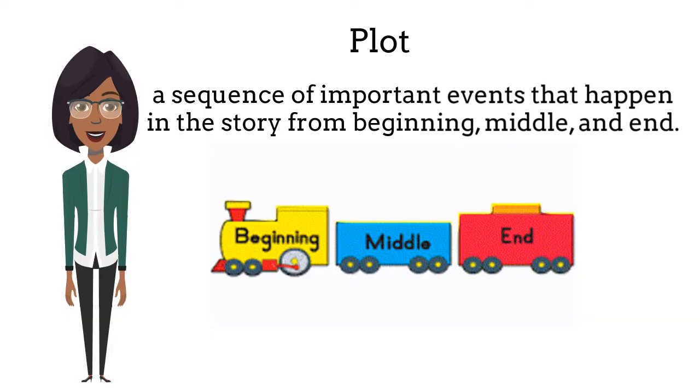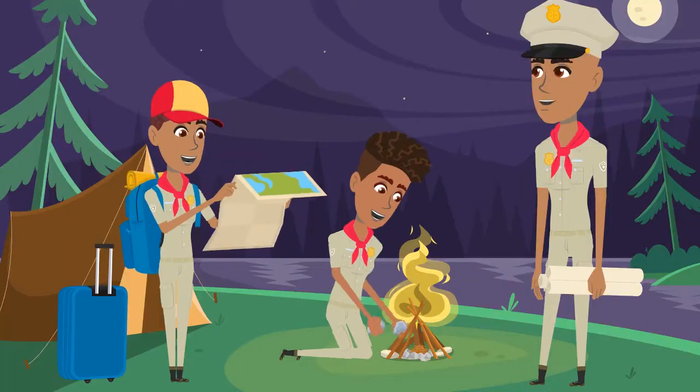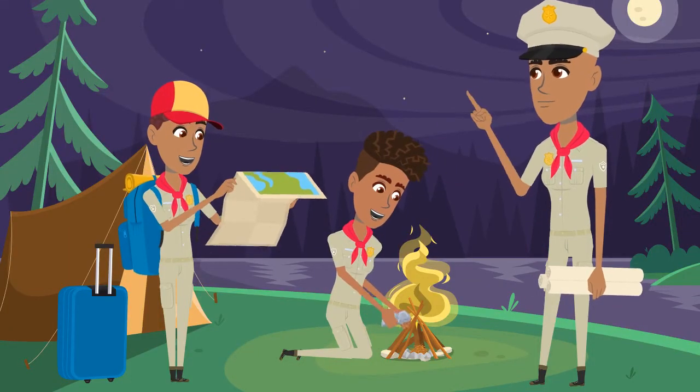Now let's discuss the plot. The plot is a sequence of important events that happen in the story from beginning, middle, and end. Now, let's see if you remembered what we talked about.